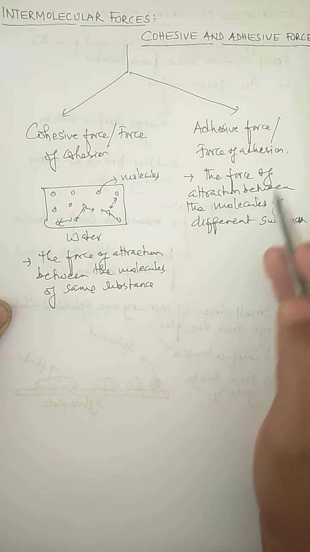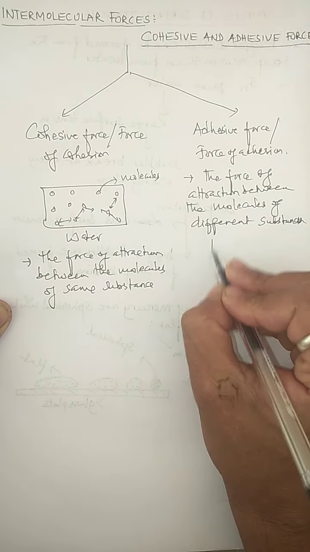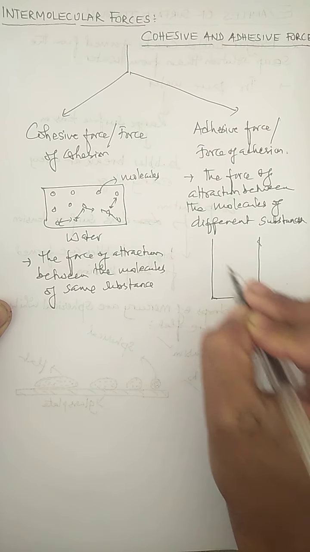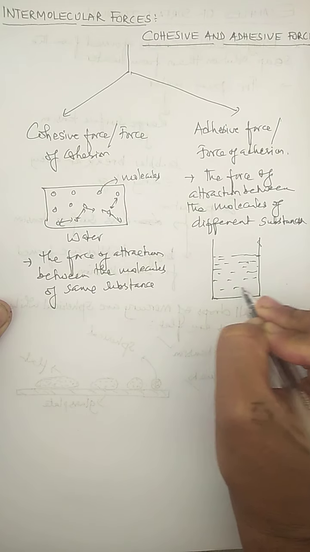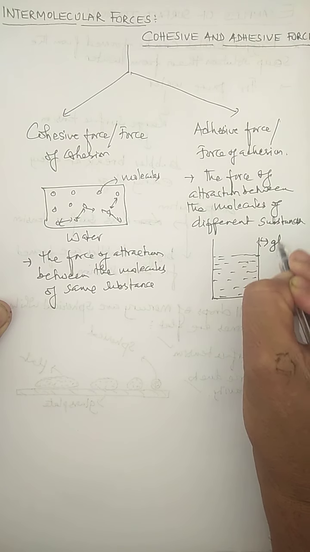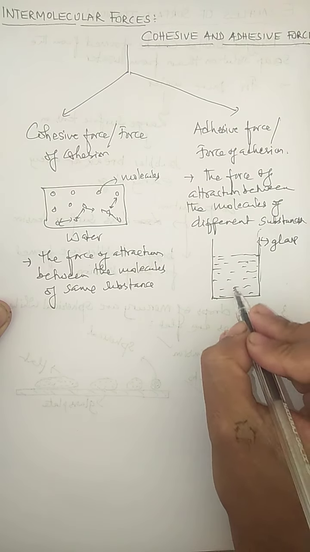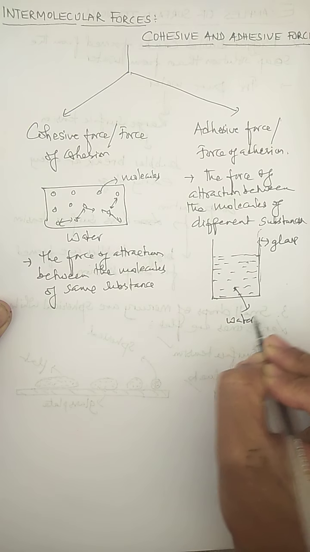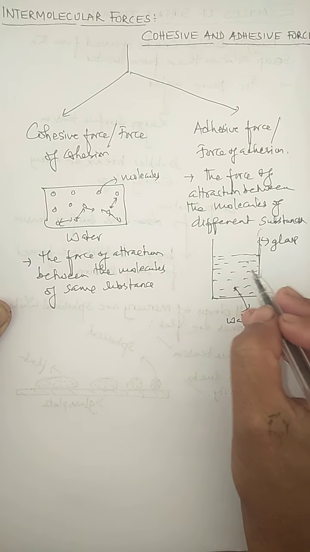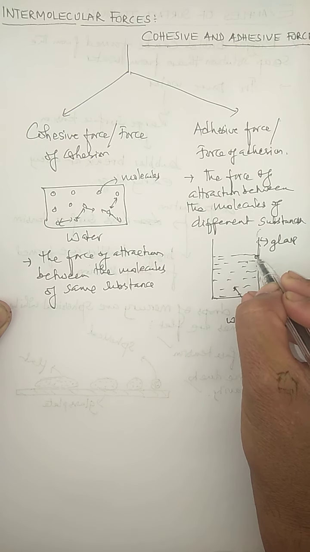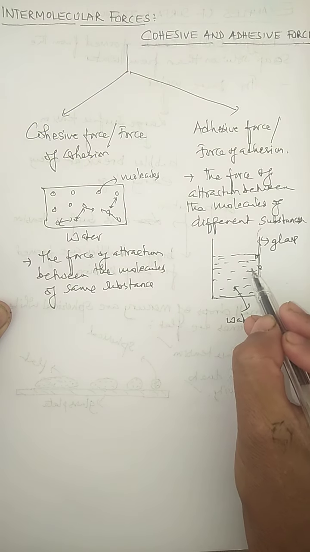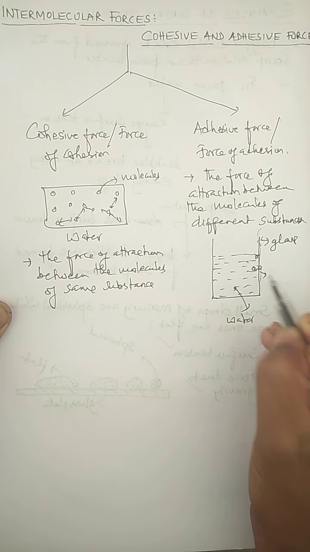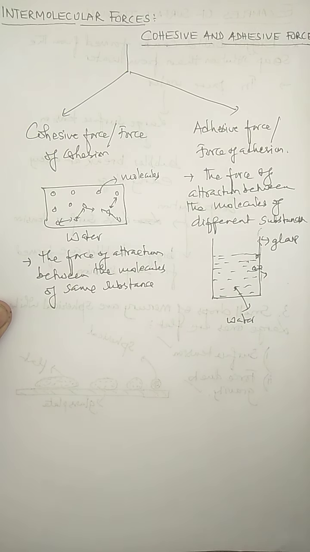Now let me give you one example of this adhesive force. Like we have a beaker. Let me take a beaker containing water. If you fill water in a beaker, and this beaker is made up of glass, this is the wall of the glass, and this is the water. So what happens when the water is filled in a glass beaker? Then there is a force of attraction between the molecules of water and the molecules of glass. Consider this is the molecules of water and this is the molecules of glass. Between them, a force of attraction also exerts, and this force is called the force of addition, or also called adhesive force.